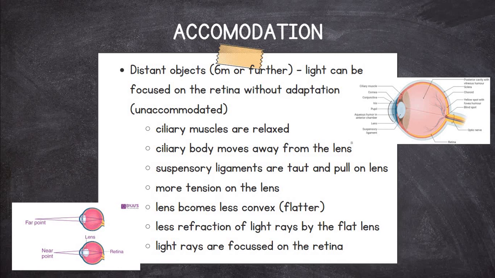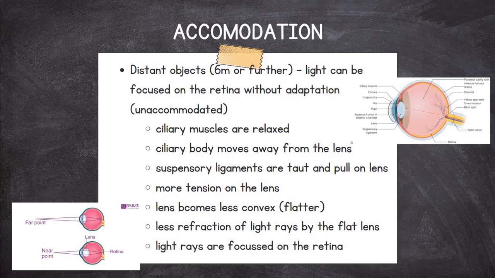And because of this, you can think if you were to pull at the top and at the bottom of this lens, it will become flatter. So it becomes less convex. And then less refraction of the light rays will occur. So the light rays are focused on the retina in order to produce our clear image. Because it is less convex or flatter, there is less refraction of the light. So the light is not bent as much. And this still causes the light ray to focus back here on the retina, and a clear image is then produced.